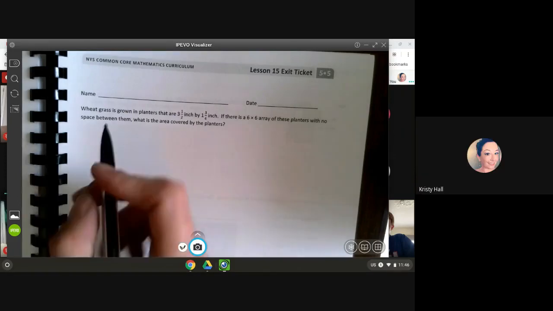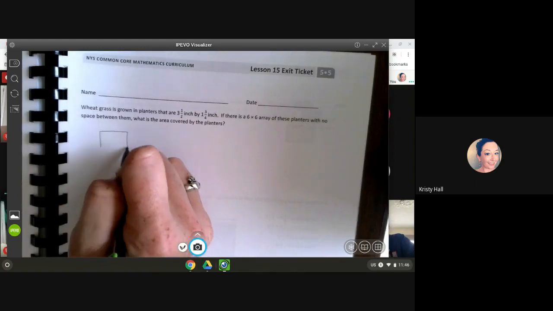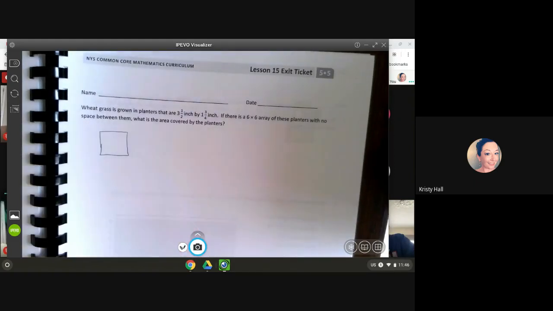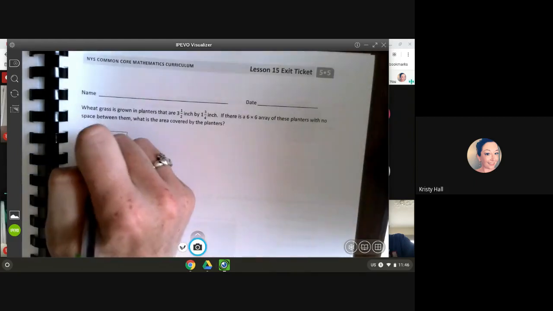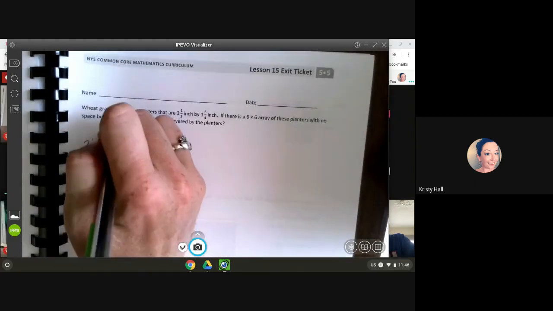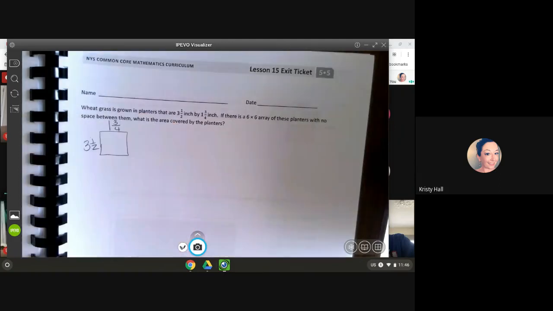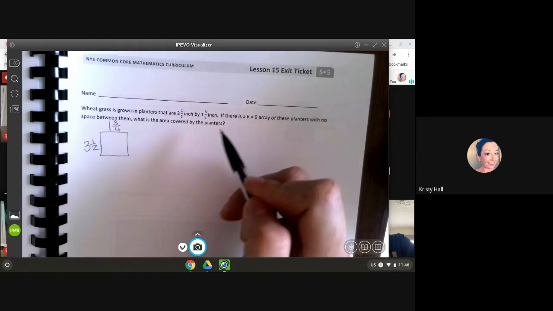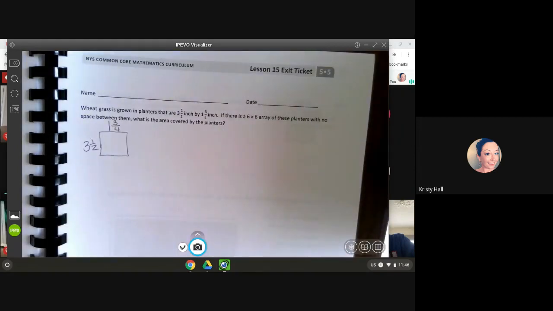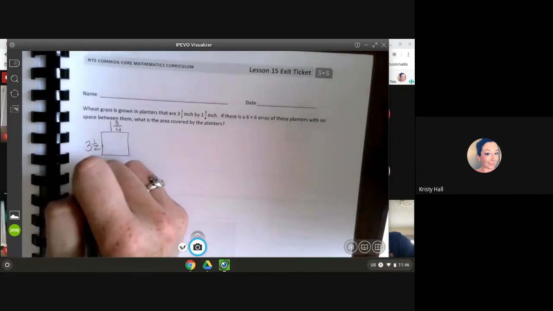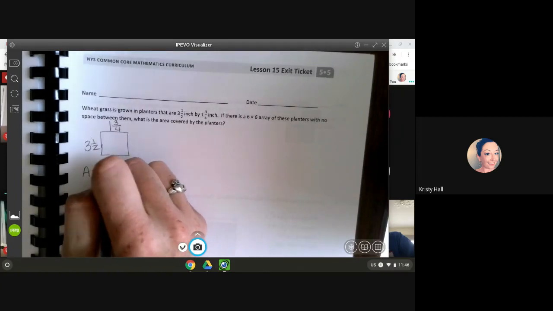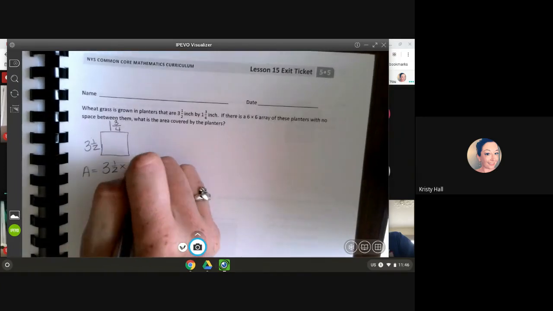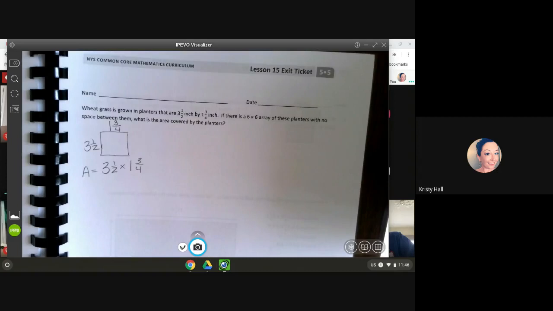3/4. Yes. Yes, Ava, good job. That's going to help us find the area of one planter. So one planter is 3.5 by 1 3/4. Right? Good job. So that's the first part. Let's look at the second part of the question. So here we're going to multiply. Let's look at the second part.